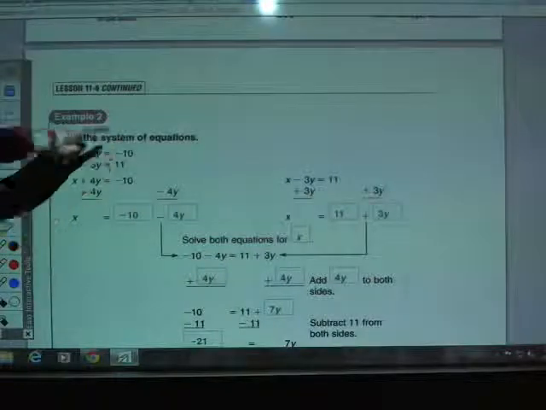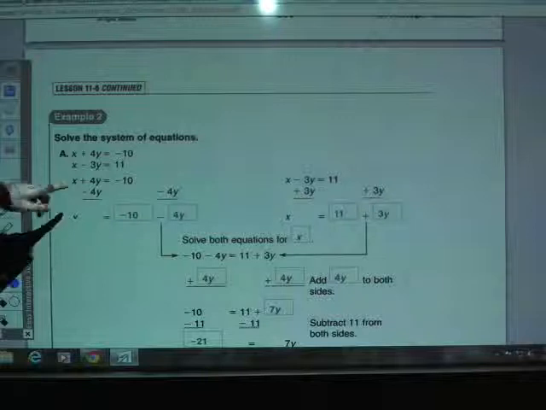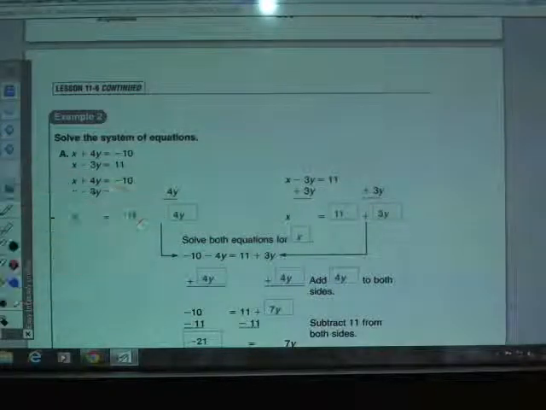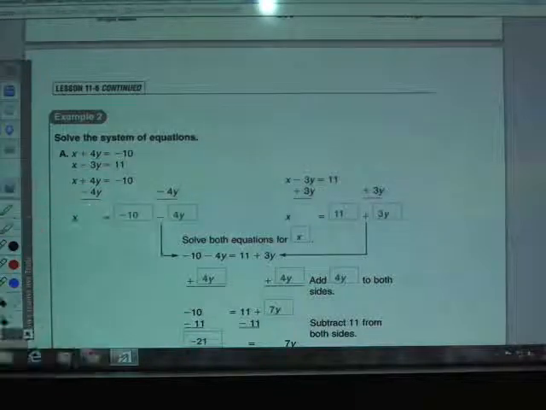So they took this first equation, x plus 4y equals negative 10, and they knocked the 4y to the other side. Well, if I'm moving it to the opposite side of the equal sign, I'm doing the opposite. So that's why I'm subtracting 4y from both sides. So I have x equals negative 10 minus 4y.